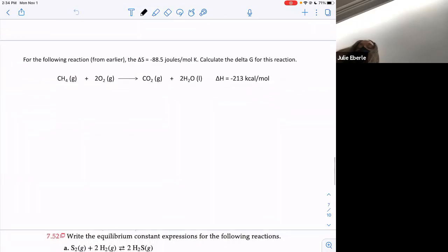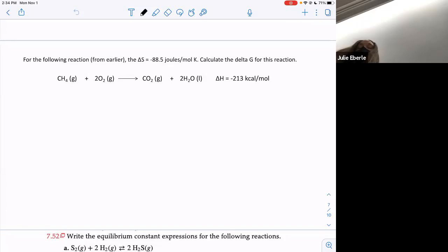Next one. We had this reaction earlier, and we were given the delta H, so we calculated a few things. Now, if I give you the delta S, calculate the delta G for this reaction. I'm giving you a delta S of negative 88.5 joules per mole Kelvin. Calculate the delta G for this reaction.